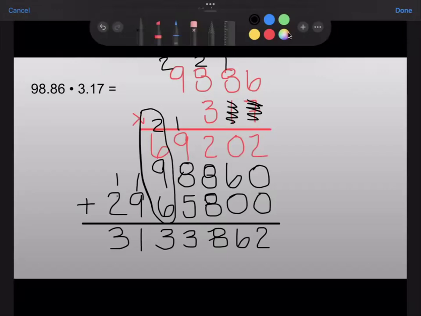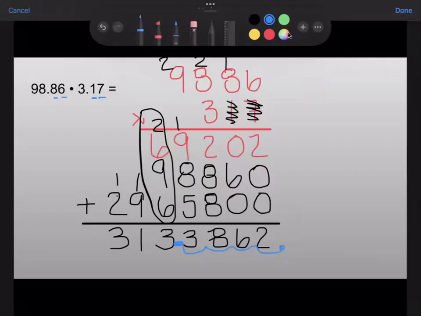So now the important part is I have to put a decimal after my answer, and then I need to move it however many spaces there are decimals in the problem. So I count 1, 2, 3, 4 decimals in the original problem. So I'm going to be moving this 1, 2, 3, 4 spaces and putting it right there. That means my final answer for this would be 313.3862.